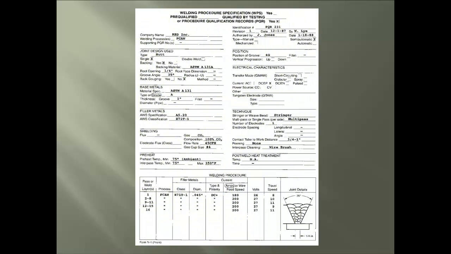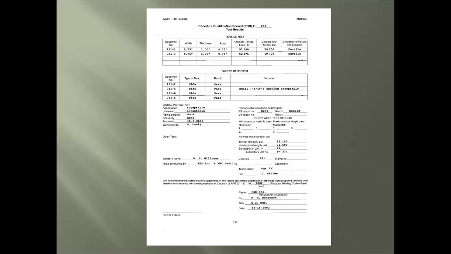We have come to the second item of this segment, which is review of a PQR sample form. And here we see the first page of a PQR package, which is the recipe of how to weld a joint assembly. And the second page here is the test results form. Now let's go through the important line items of these forms for a better understanding.